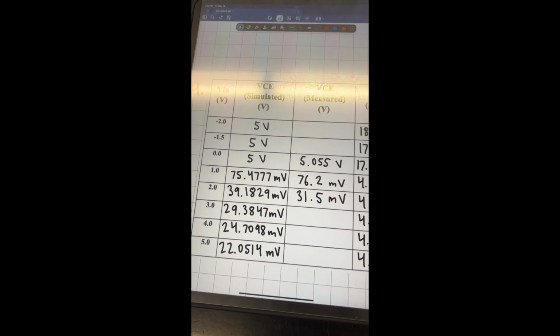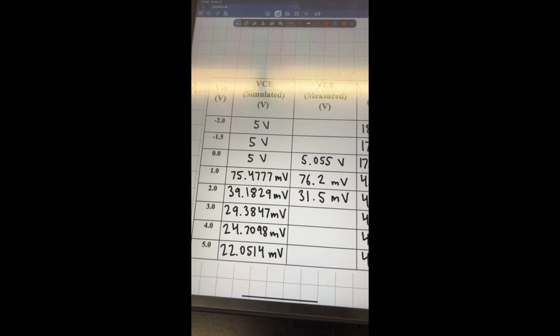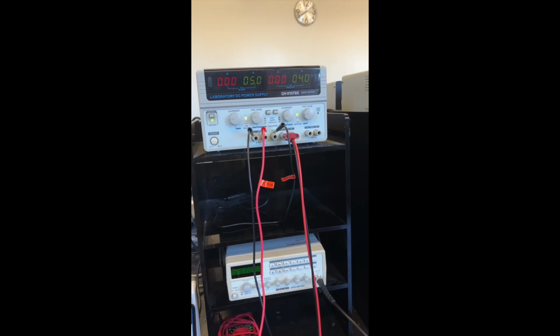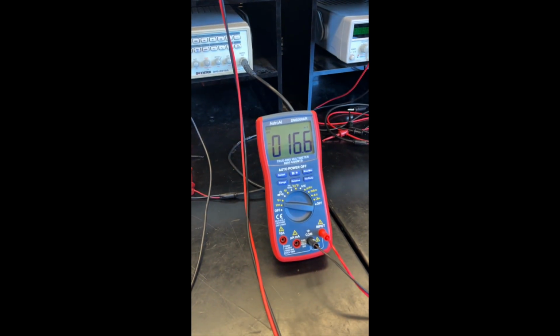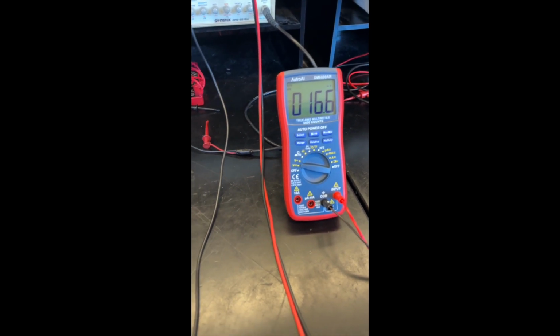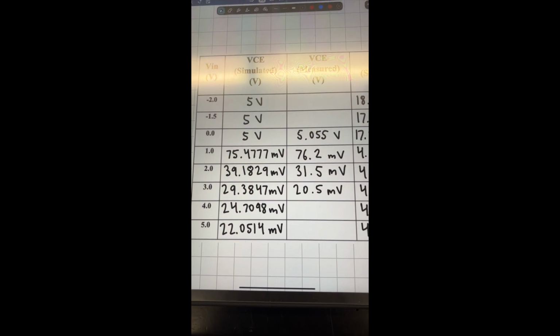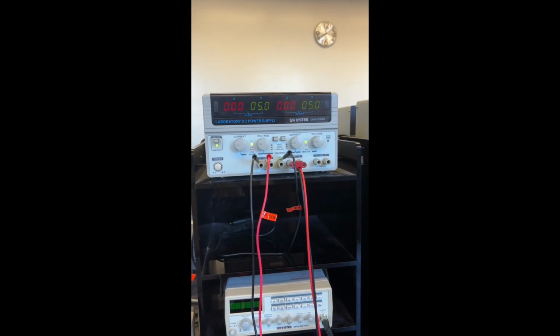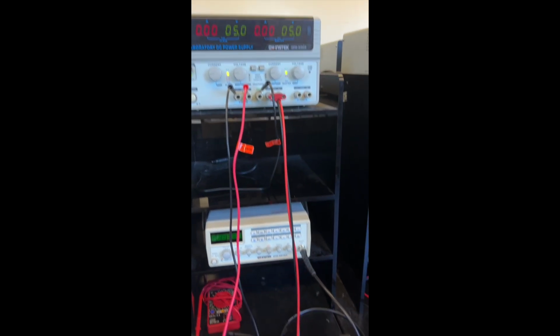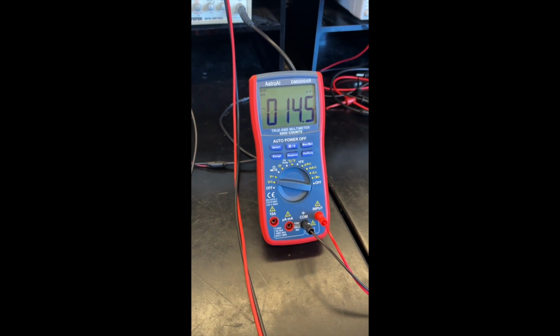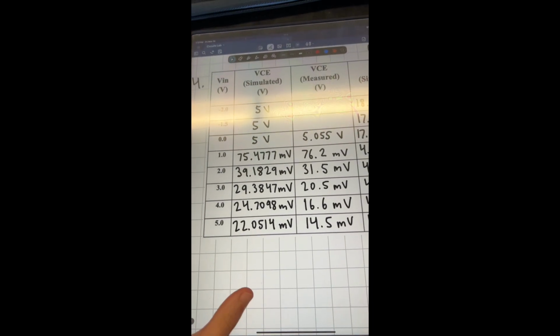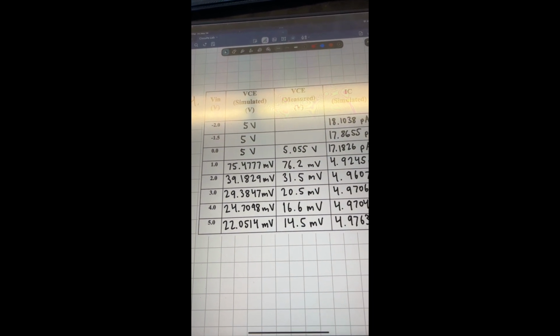All right, and now when my VN is 3 volts, I'm getting a reading of 20.5 millivolts, and my simulated was 29.38 millivolts. When my VN is 4 volts, I'm getting a voltage reading of 16.6 millivolts, and my simulated was 24.7 millivolts. And now, when my VN is 5 volts, I'm getting a reading of 14.5 millivolts, and my simulated was 22 millivolts.